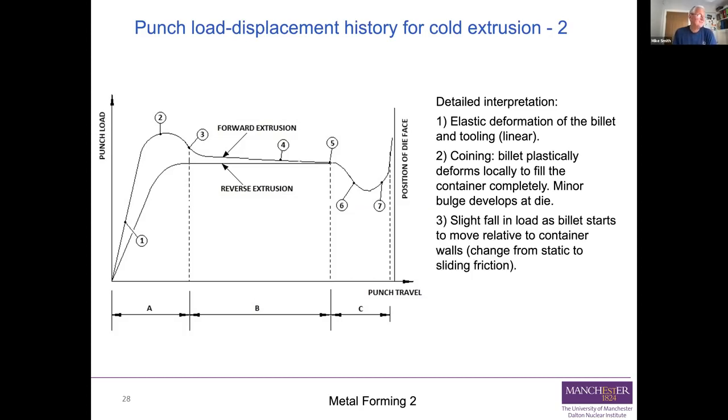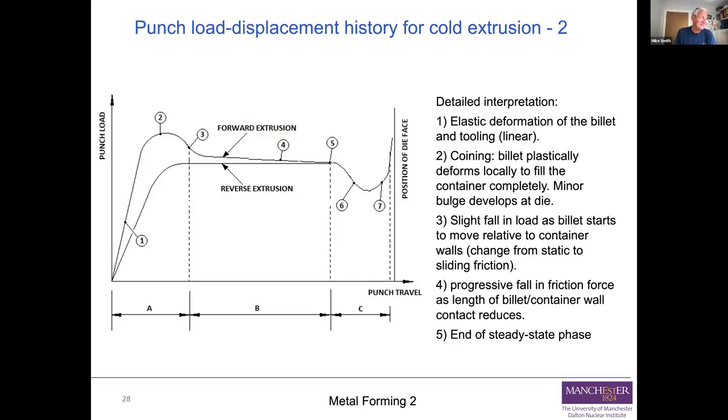As the billet starts to move relative to the container walls, in other words, you're going from static to sliding friction, then there's a slight fall in the load because sliding friction is lower than static friction. And then you get a progressive fall in friction force during the steady state phase because the length of the billet which is in contact with the container wall reduces, so there's less friction. So here we've established our steady state deformation to form the extrude, and we're just pushing the billet steadily through.